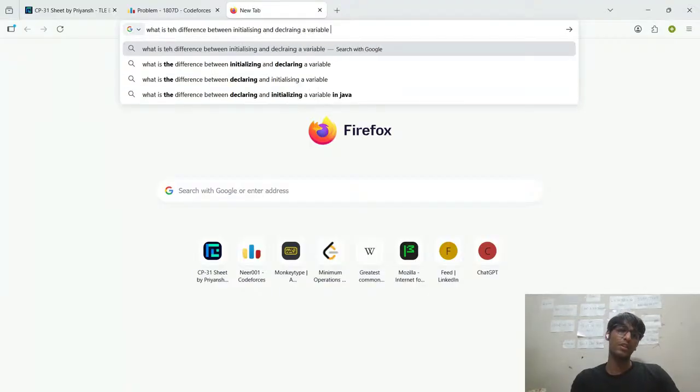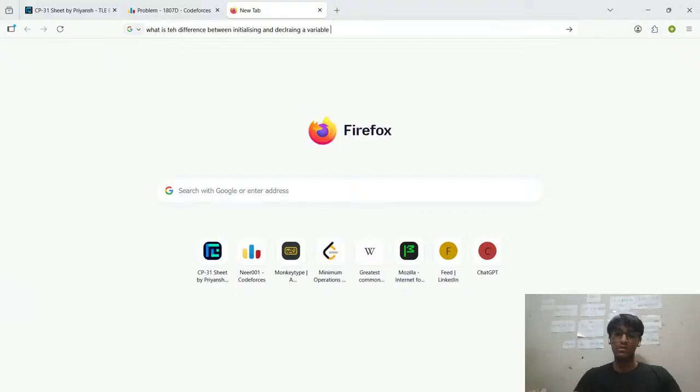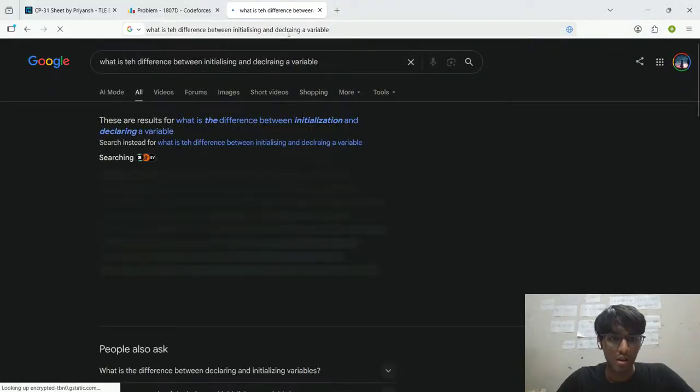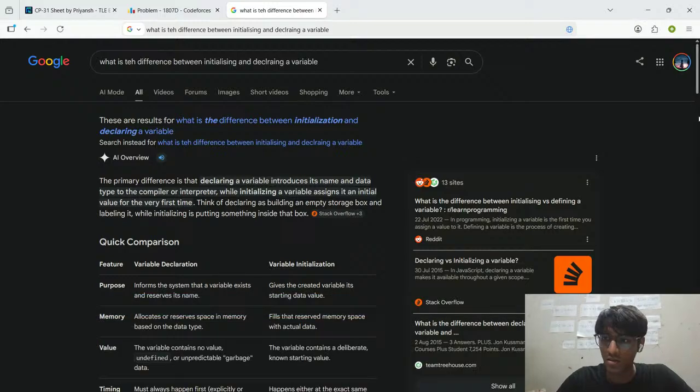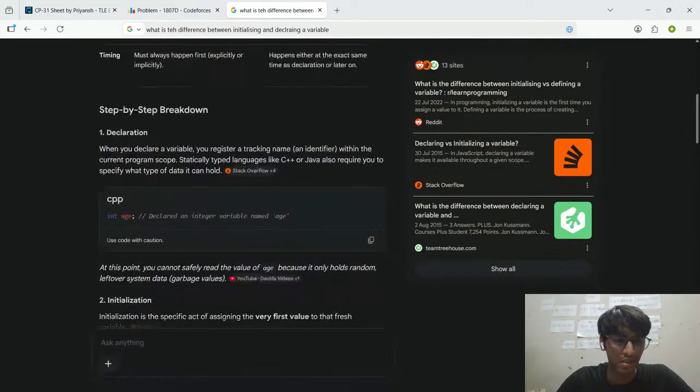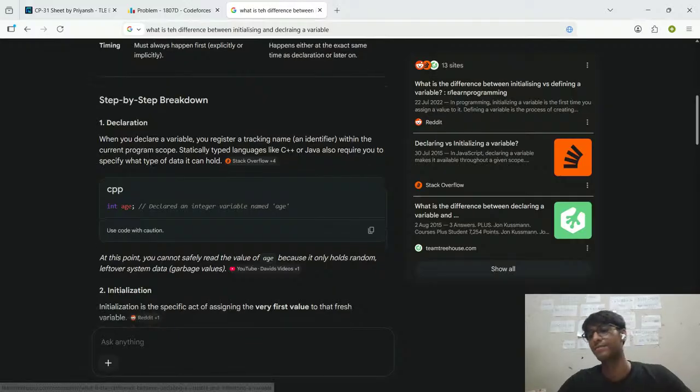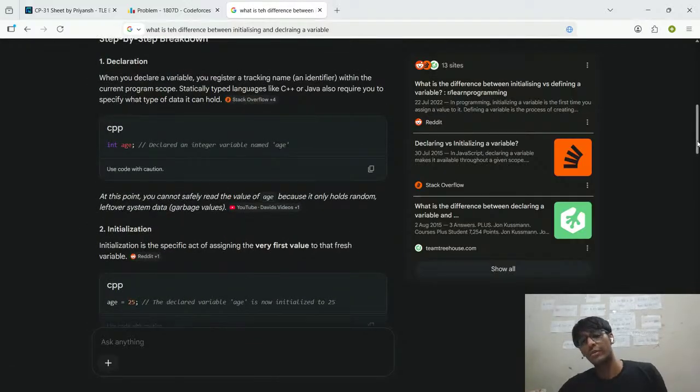I obviously know that initializing a variable means just writing int a, and declaring a variable means a equals 5, a equals 10, but I'm just saying because I'm curious, I guess. Yes. See, basically what I told was wrong.